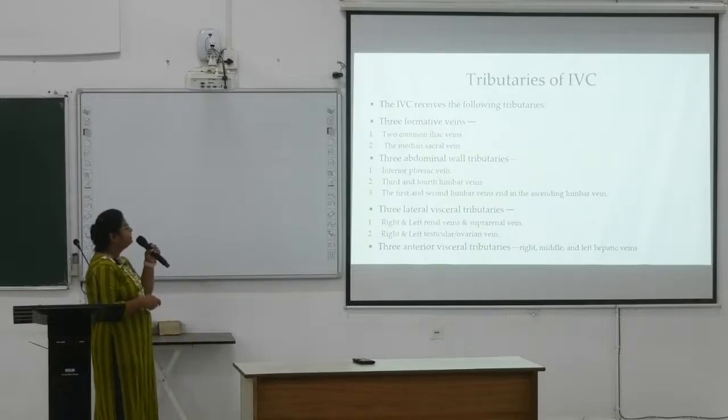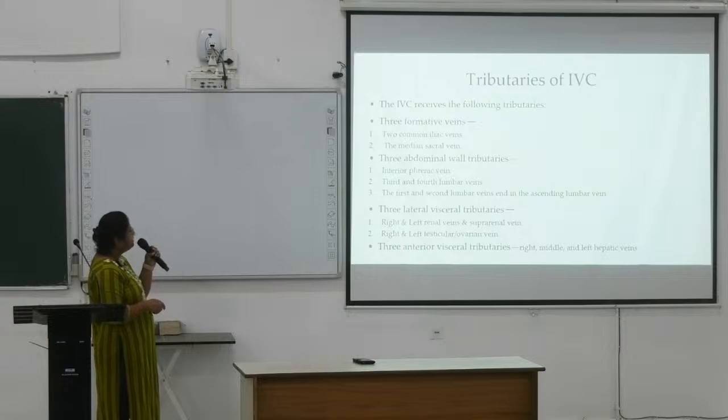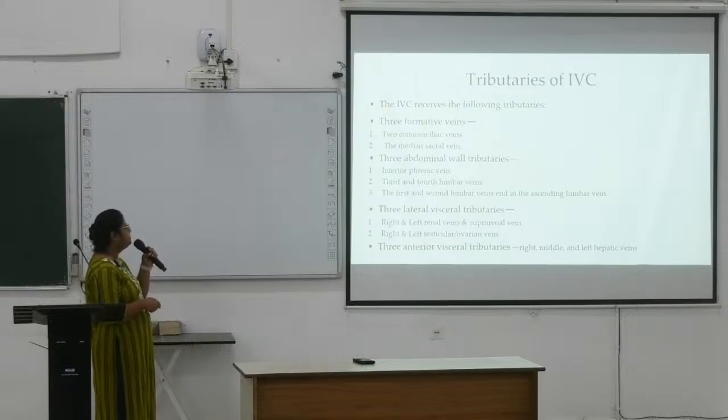IVC receives these tributaries, three formative tributaries, two common iliac vein, one median sacral vein, three abdominal wall tributaries, inferior phrenic vein, third and fourth lumbar veins. The first and second lumbar veins end in the ascending lumbar vein. Okay, and three lateral visceral tributaries, right and left renal veins and suprarenal veins, right and left testicular or ovarian veins, and three anterior visceral veins are the right, middle and left hepatic veins. Okay. So these are the tributaries of the IVC.